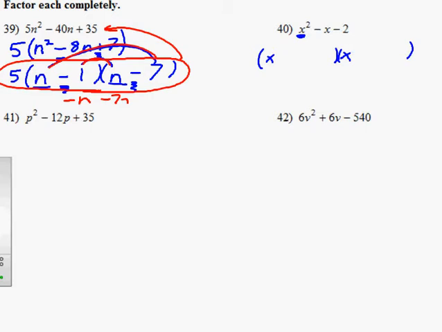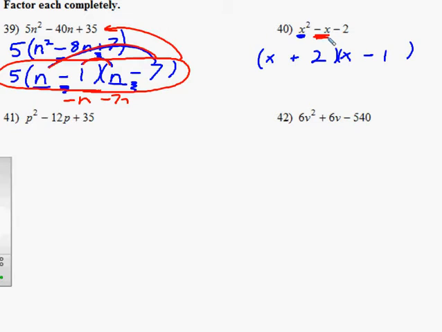Then what we're going to do is figure out our signs. Here we have a negative on the last term. The way that we get a negative is a positive times a negative. So one of our signs has to be positive and one of them has to be negative. And then we have to figure out the factors of 2. Well, the factors of 2, again, this is a simple one, it's not making us work real hard for it, are just 1 and 2. And so we're going to put a 1 and a 2. But we also have to make sure we get the center term here.